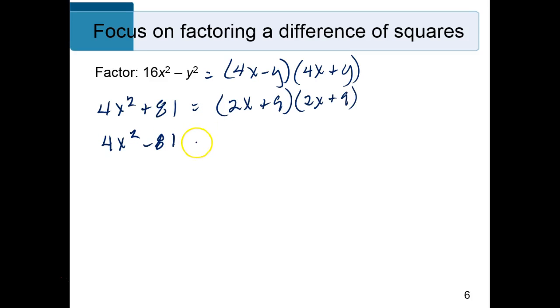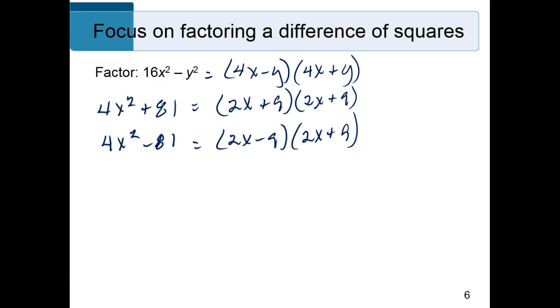4x squared minus 81. Yes, you should. No, that one's factorable because it's a negative. That's a difference. So that would be your 2x minus 9 times 2x plus 9. Yes, that one is a difference of two perfect squares, so you can factor it. Okay, that's the difference, not the sum. Got it.